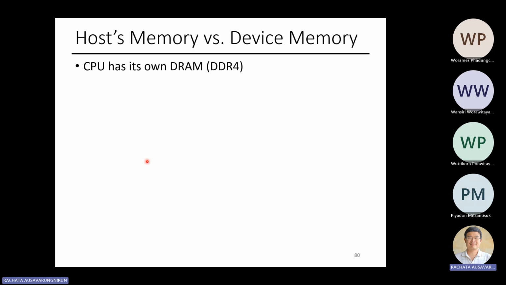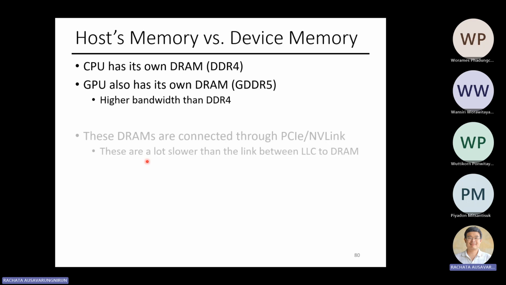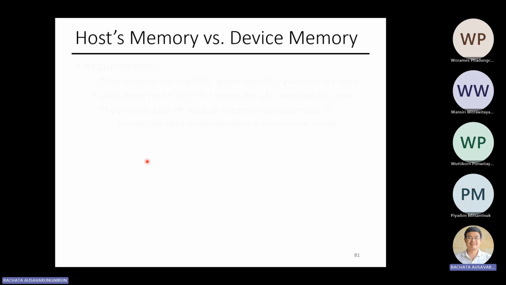The CPU has its own memory. It should be DDR5 by now. The GPU also has GDDR6 or, no, high bandwidth memory, my bad. So it has its own DRAM. And these are connected through the slower PCIe or a faster NVLink, but still quite slow compared to just the bus to DRAM. All right.